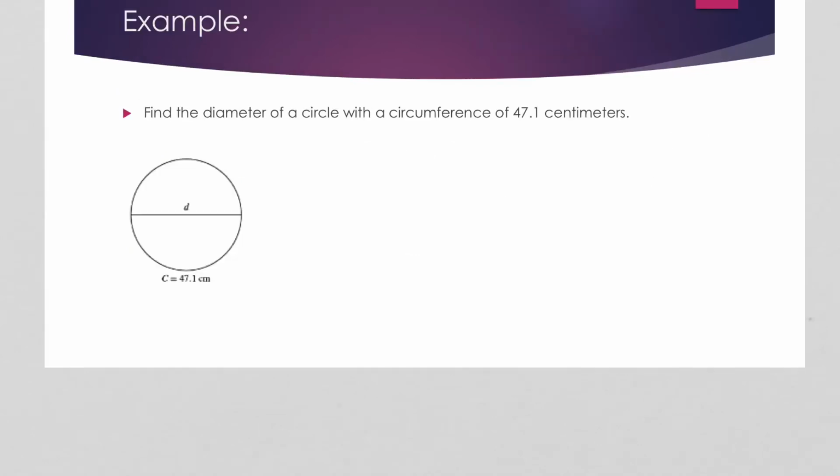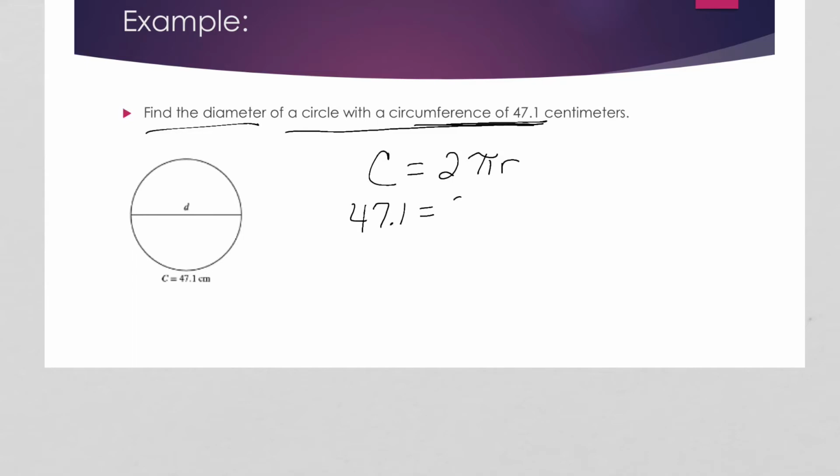All right, on this problem, it's done just a little bit different. It says find the diameter. So we're looking for the diameter of a circle with a circumference of 47.1. So again, I'm just going to rewrite the formula for the circumference. I'm going to put in what I know. It says that the circumference is 47.1, so I'm putting 47.1 right there. And we're going to solve for r. That won't answer our question because we're asked for the diameter, but it'll at least help us get there.